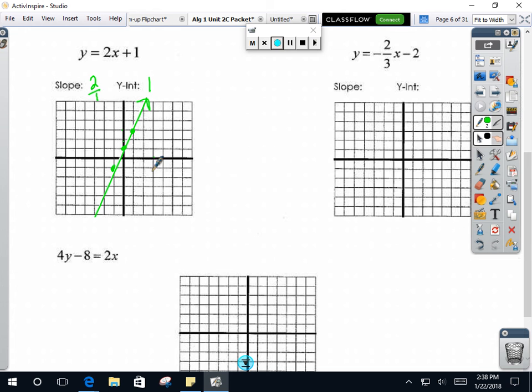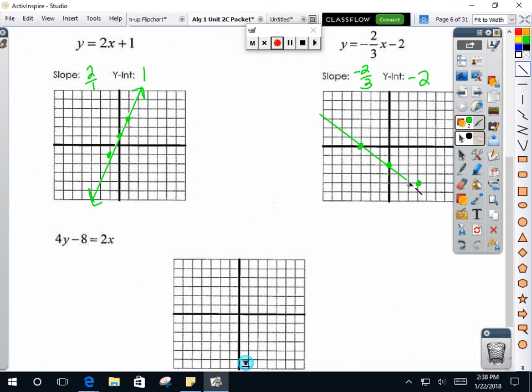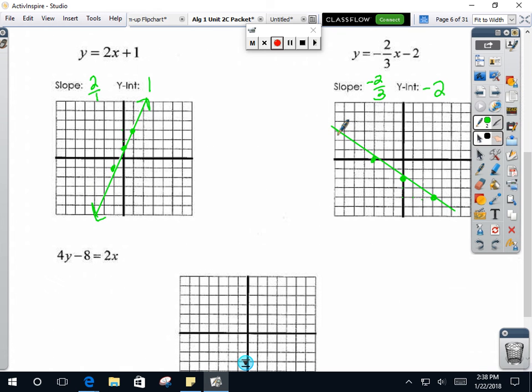Okay, now let's move over to the right. y equals negative 2/3 x minus 2. What is the slope? And what is the y-intercept? Okay, so to put it on the graph, what do we do first? And then from there? Correct. No, you need to go right, because think about it. You want your line going down because it's a negative slope. Or instead of going down and right, you can go up and left. Yeah, you want your line to go down because it's got a negative slope.